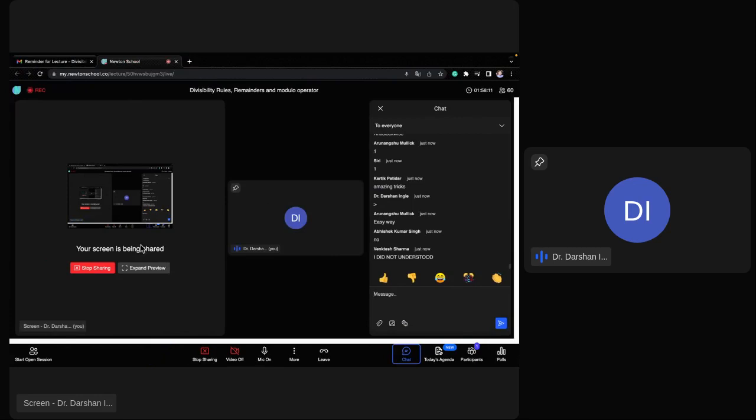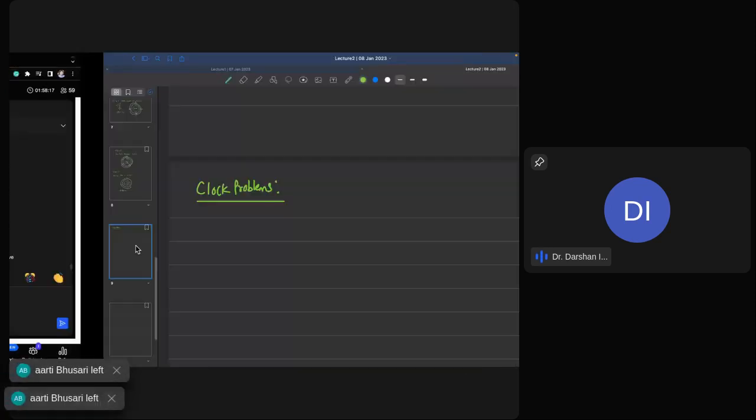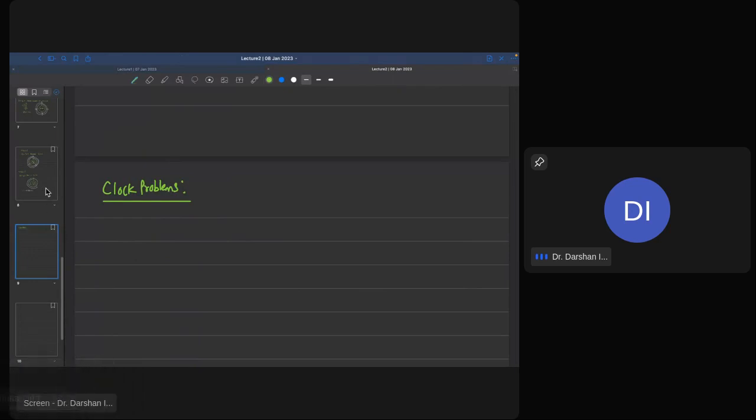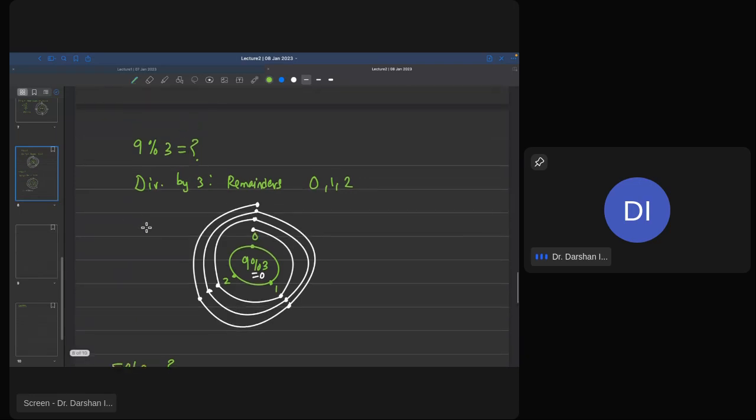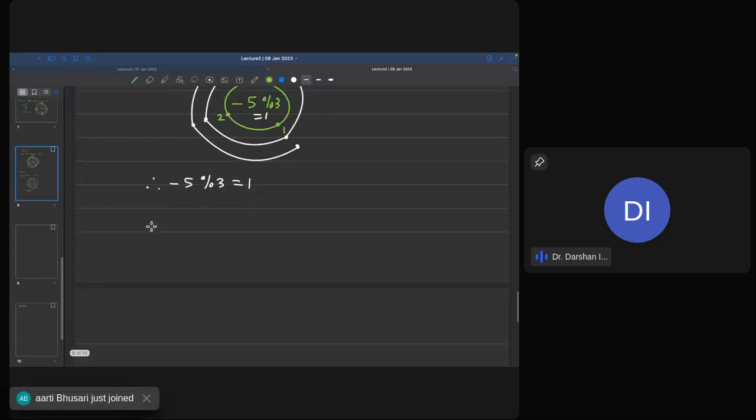I did not understand. Which one? The last example? Could you please take one more example for negative? Okay, fair enough. So we'll do one thing. I will add this. Okay. So let's take one more example for negative.